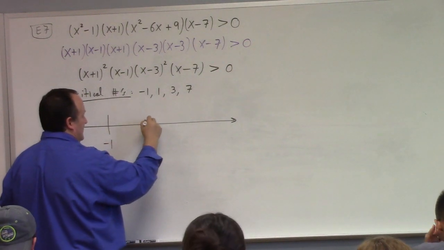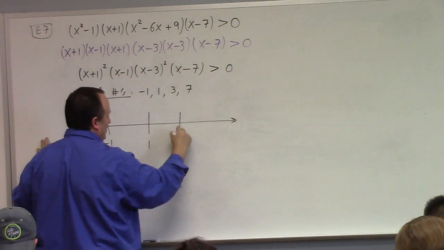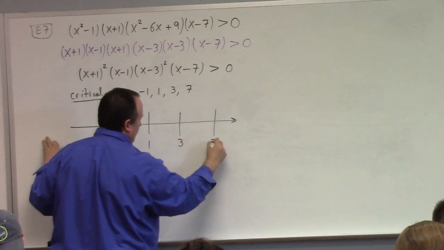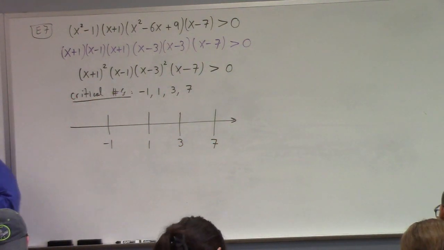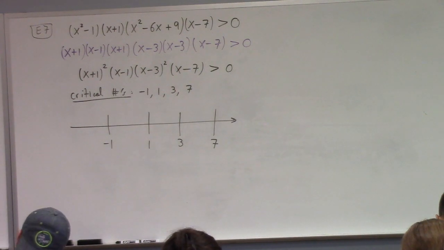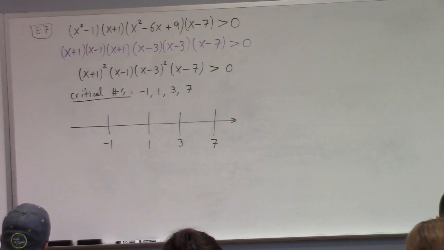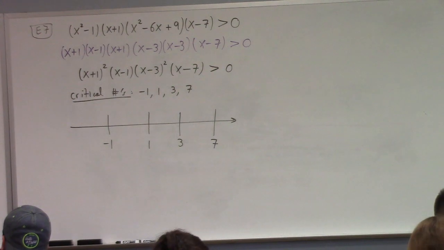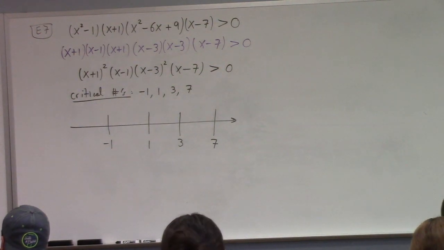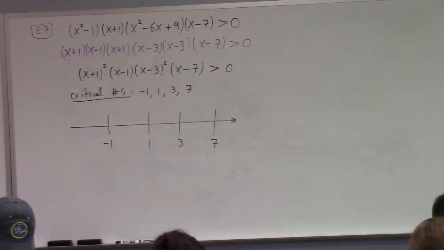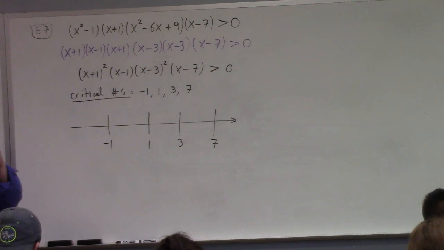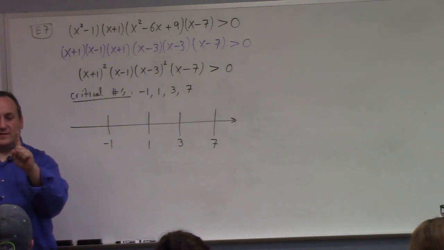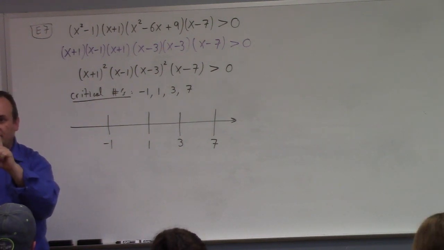Let's see here. -1, 1, 3, 7. I am now going to share with you my trick. So my trick is this. Once you test 1 point, that's enough. In my other example, I tested 0, 1.5, and 3. The truth of the matter is I didn't need to do that. If I just test 1 point, I can use the even-odd trick to propagate from there.